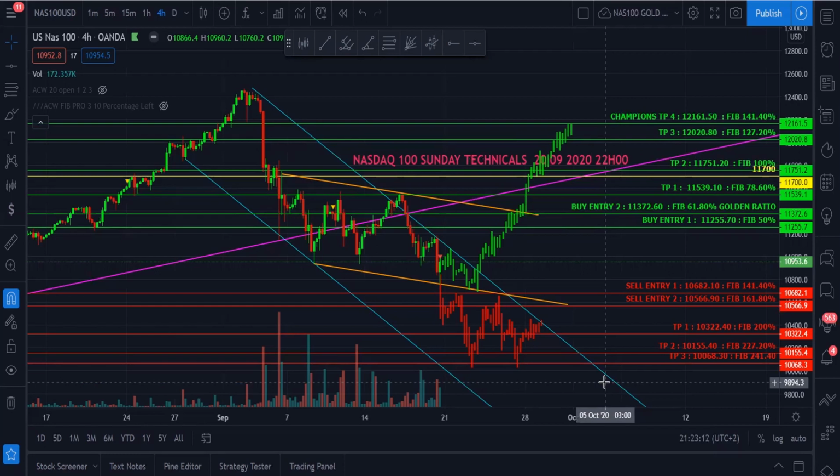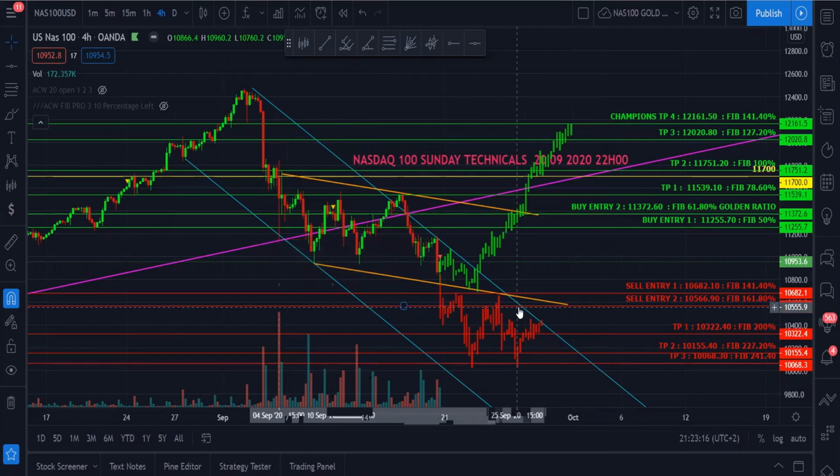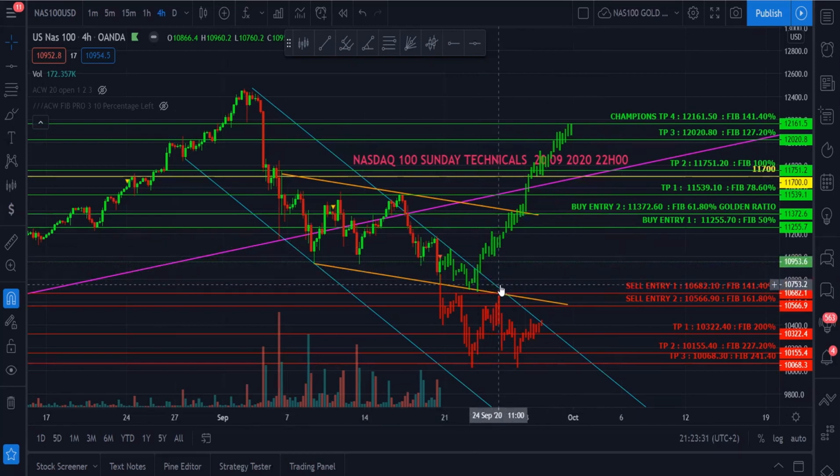If NAS breaks our resistance, our trend line that we have here, the blue-green color, we would do our buy entries at 11,255. It's a bit further away from where the trend line is, but we would expect it to have a false breakout and maybe a pullback. And if it uses that trend line as resistance, then it's going to go up into our buy entries. So we have our buy entries 1 and 2. We have TPs 1 and 2, which I'm sure we will accomplish by end of the week. Fortunately, we may even get TP3 and our champion TP at TP4.